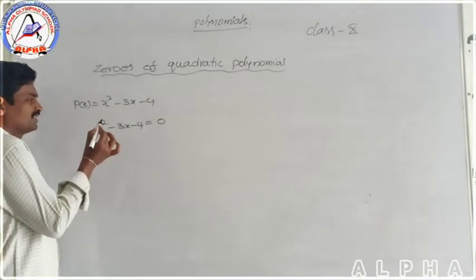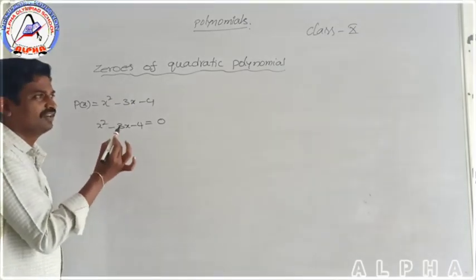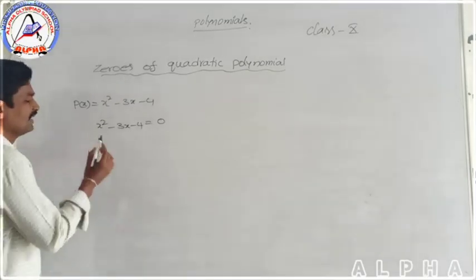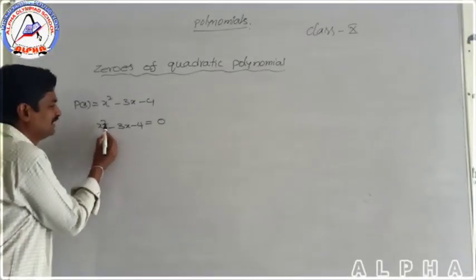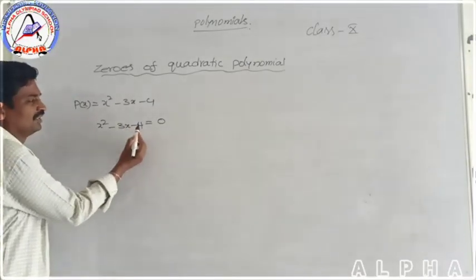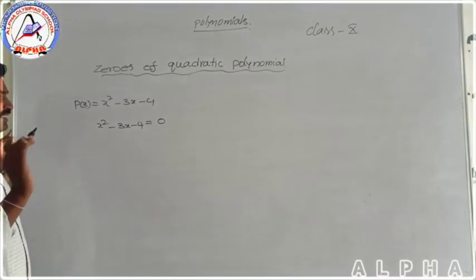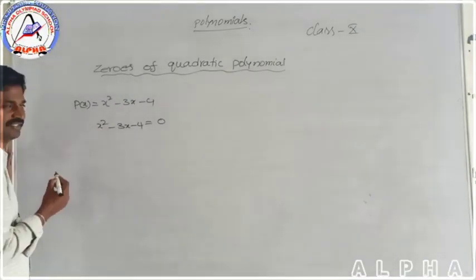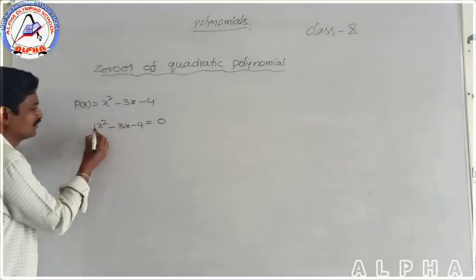Now, first identify whether the given polynomial is in descending order or not. That means its order depends upon the degree. First term degree is 2, second term degree is 1, and third term degree is 0. So it is in descending order. If it is in descending order, what is the x square coefficient? The x square coefficient is 1.